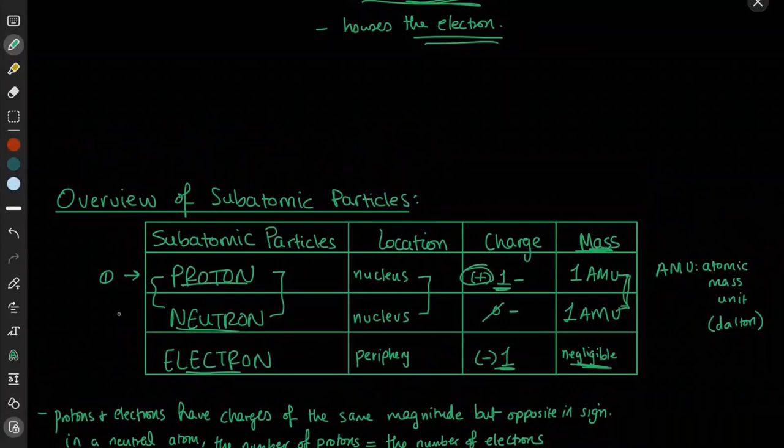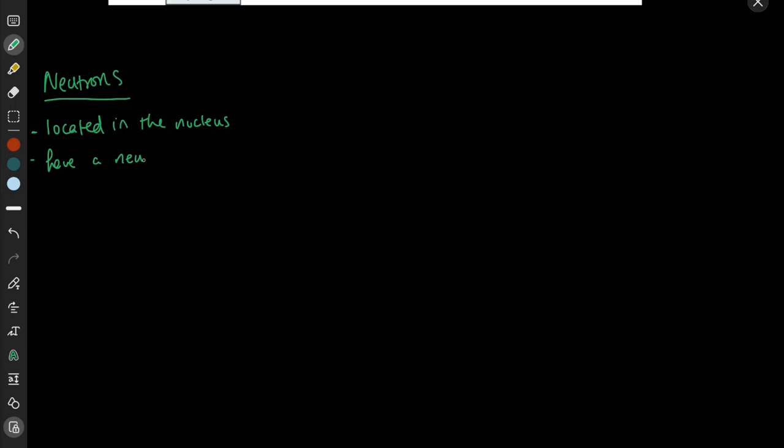So now let's look at what's next. We're going to talk about neutrons next. So that's going to be number 2. Okay, so neutrons. Let's do a quick recap of what we discussed so far with respect to neutrons. Again, these guys are located in the nucleus. They also have a neutral charge, so no charge. And they have a mass of 1 AMU or Dalton.